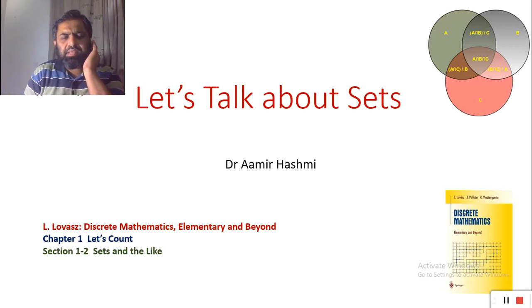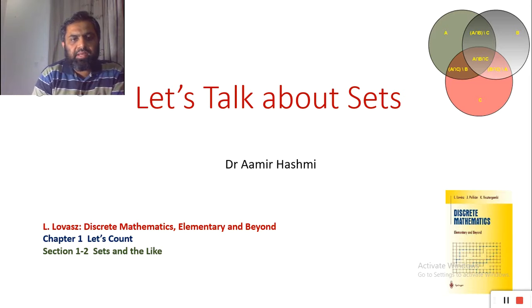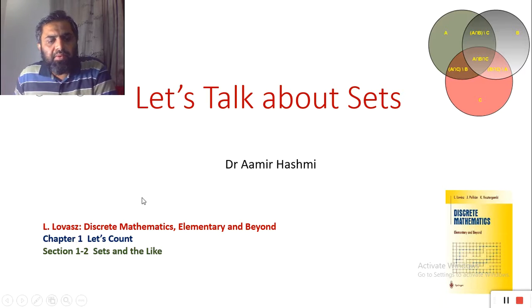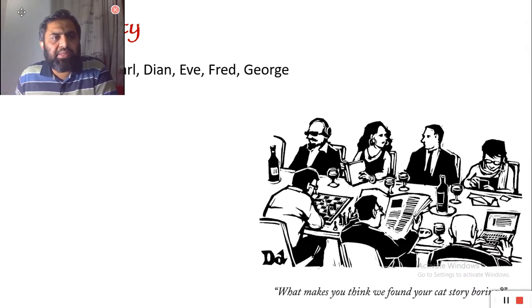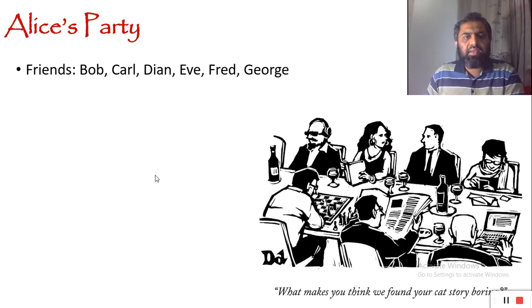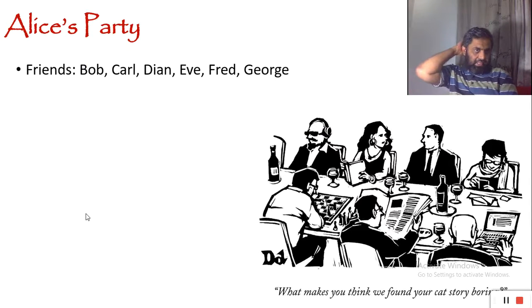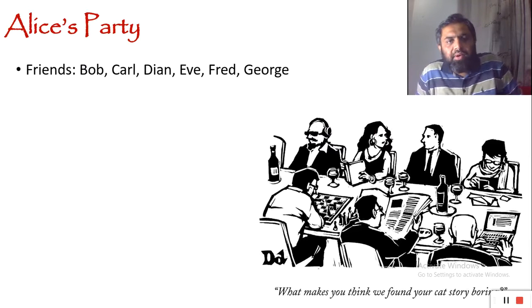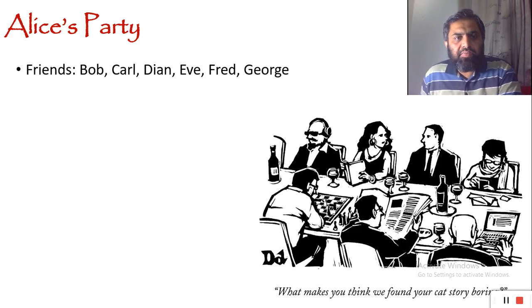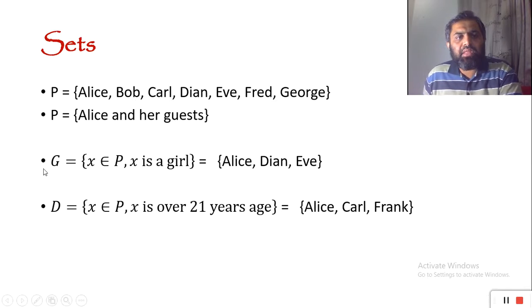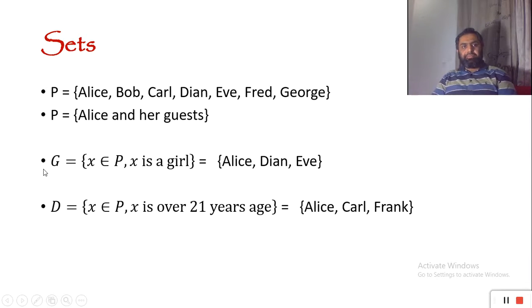As you know, the typical definition of a set is a collection of objects that we collect because of a certain relationship they hold among themselves. For example, from our last section, in which we were discussing a party at Alice's home, Alice and her friends: Alice, Bob, Carl, Diane, Eve, Fred, George, A, B, C, D, E, F, G. We can represent these participants of the party with the help of a set. So let's call this set P.